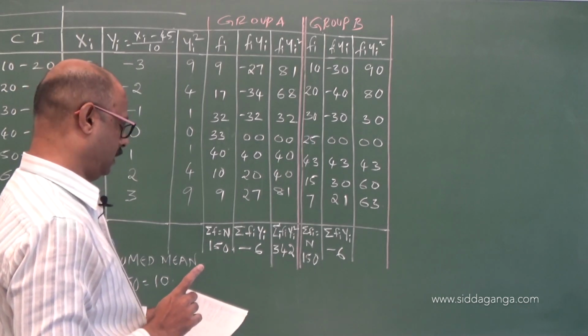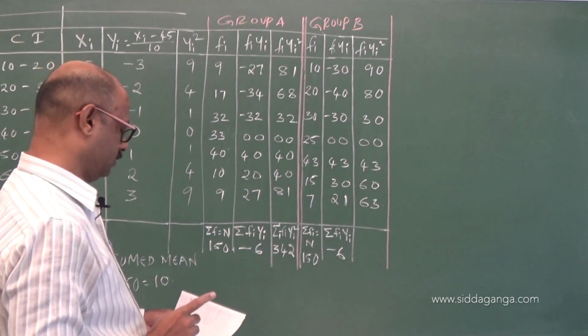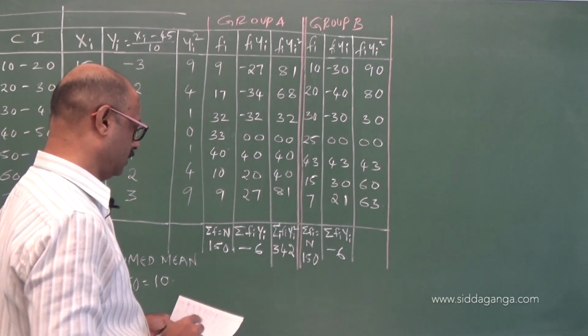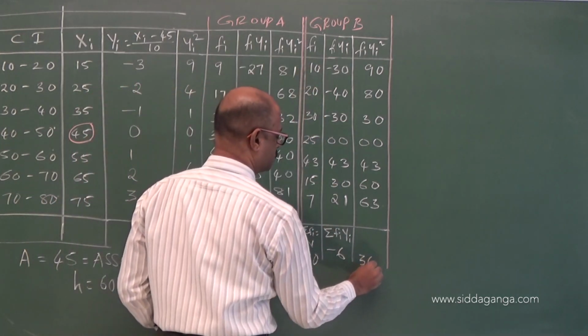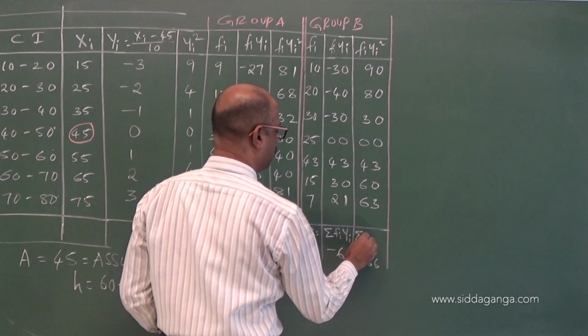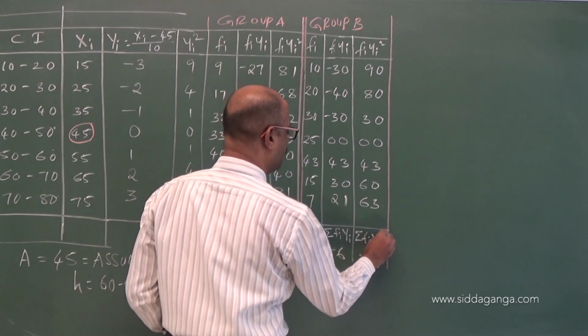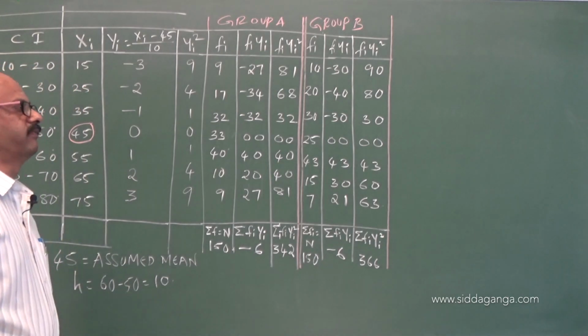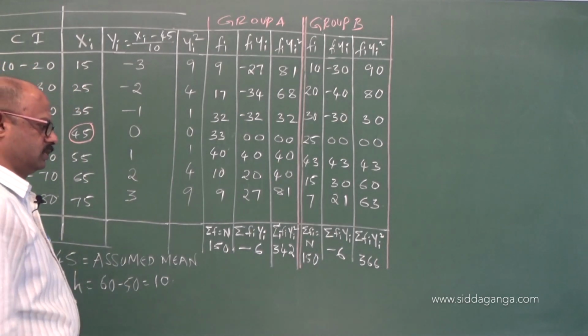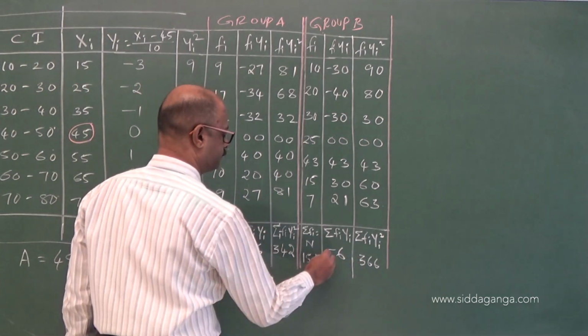Minus 30, minus 40, minus 30, 0, 43, 30, 21 is minus 6. Addition of all these, you will get 366. This is sigma Fi Yi square. Summation Fi into Yi square, you will get 366 like this.